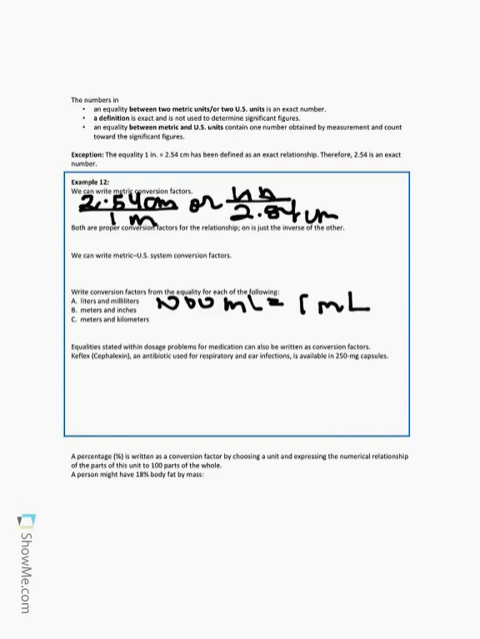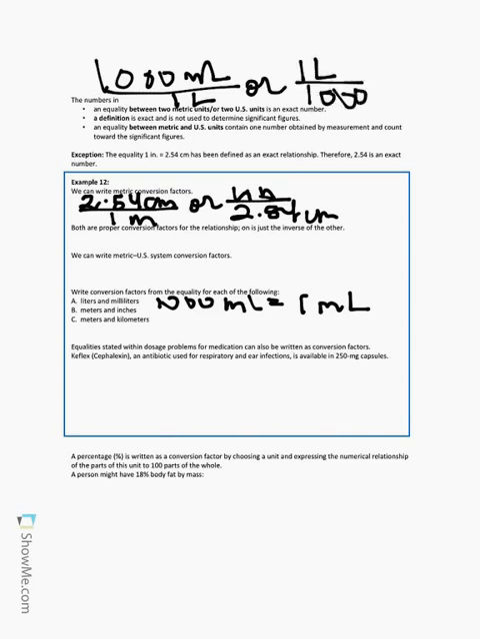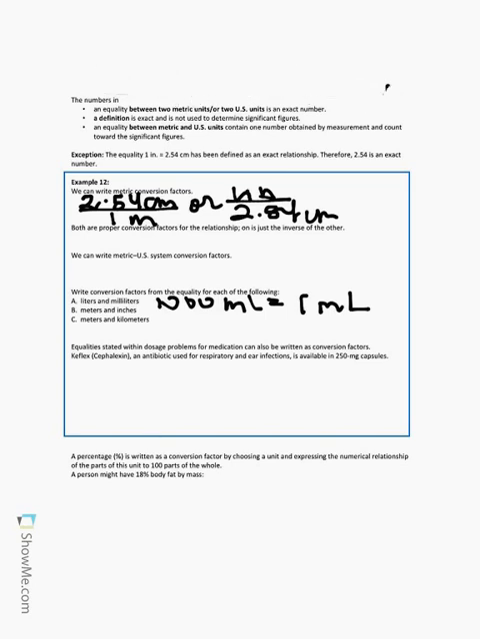Okay. The conversion factor for this is 1,000 milliliters divided by 1 liter, or 1 liter divided by 1,000 milliliters. Both are correct. Both are used in different situations. So let's erase this. All right, how about meters and inches?